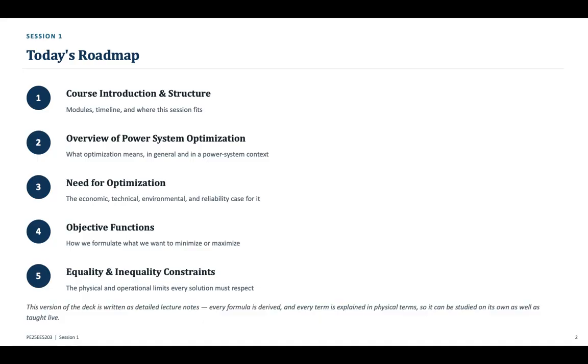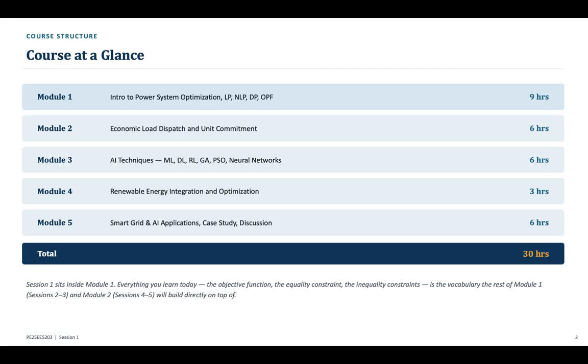First, we'll have a course introduction and structure, modules, timeline, and where this session fits. Then we'll have an overview of power system optimization, and why we need to optimize. There we are going to discuss the economic, environmental and reliability cases, the technicality of optimization, and objective functions. We'll see how we formulate the power system, like if you want to maximize the power or minimize the power, that is what we'll look at in the objective functions. Then we have equality and inequality constraints. So this is a complete roadmap of today's class.